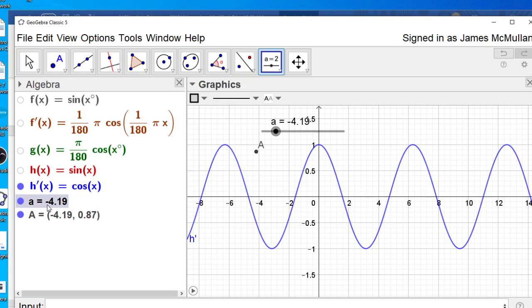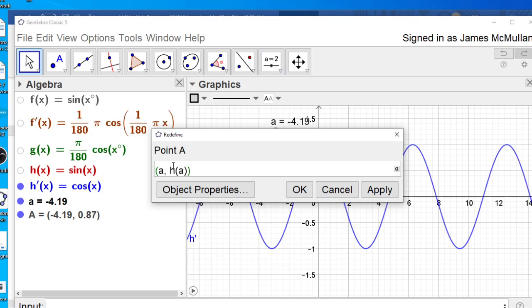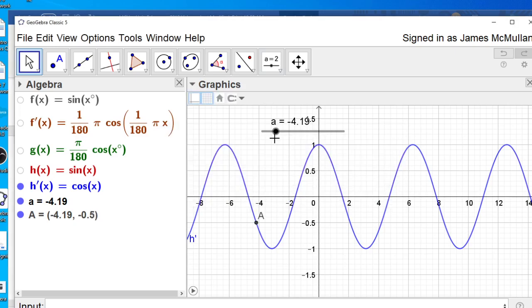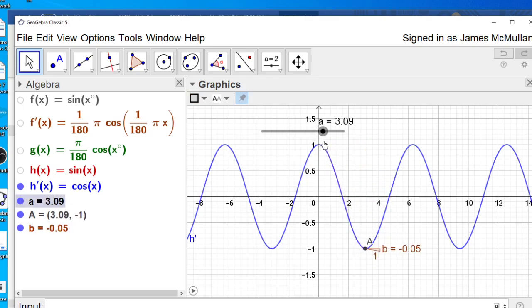Not h of A, h prime. I want the cos. So here's a point along the cosine function. Now let's track its slope. Let's draw the slope, tangent, point A, function h prime. You can see right there the slope is 0. Down here the slope is 0 again, 0 again up here, and so on.